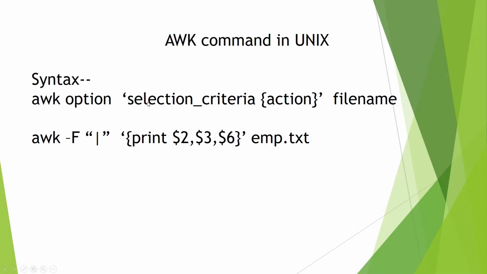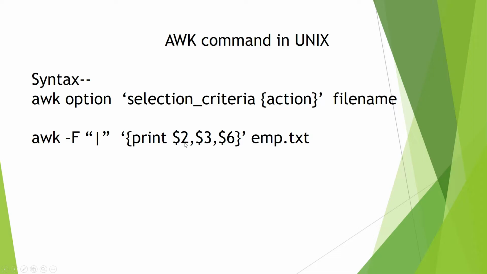Now after that, what is the syntax? I need to specify my selection criteria. In this example I have not given any selection criteria, but we'll be seeing a practical requirement where I'll be giving a selection criteria as well, right? After that you need to give an action. Now what action do I want to perform? I want to perform a print action, and what do I want to print? I want to print the second column, third column and the sixth column.